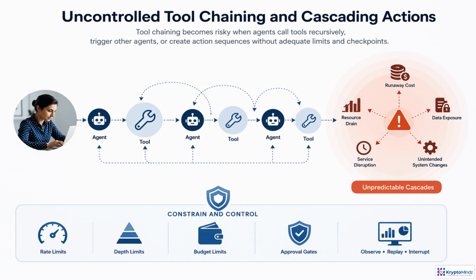Tool use becomes dangerous when each successful call creates permission for the next one. An agent may call a tool, that tool may trigger another agent, and the chain can keep expanding without a fresh risk decision. The failures are predictable: runaway spend, exposed data, resource drain, service disruption, or changes no one intended. Bound the chain with rate limits, maximum delegation depth, budget ceilings, and approval gates before sensitive actions. Make every step observable, replayable, and interruptible, so operators can stop cascades early.